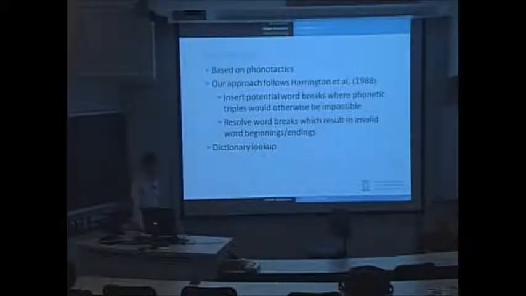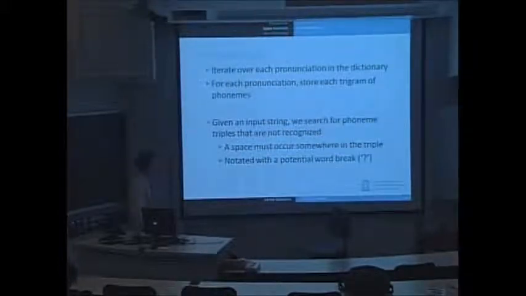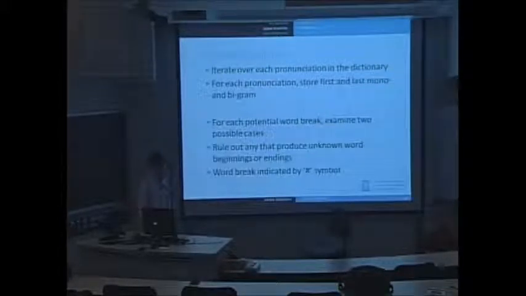I'm going to go through an example of this in a moment after I go through a few more details. So the first step is the phonetic triple step, where we iterate over each pronunciation in the dictionary. We build a database of all the possible triples of phonemes. And like I said, we know that a space must have occurred in one of the two interphoneme locations. So we're going to notate that with what we're calling a potential word break, which we notate with a question mark symbol. And we put the question mark symbol between the first and second phonemes. So a question mark indicates a space either where the question mark is or one space later. And then we're going to go and do boundary resolution.